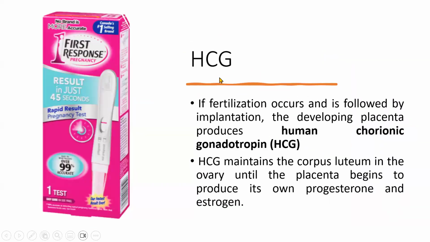Okay, this is the HCG I was talking about, which stands for human chorionic gonadotropin, and the HCG helps maintain the corpus luteum until the placenta is fully formed, so that it can produce its own progesterone and estrogen.